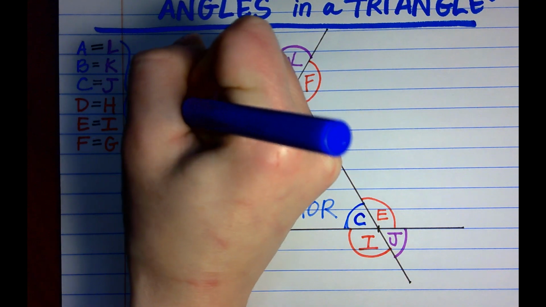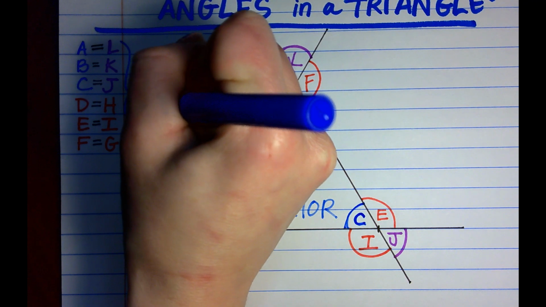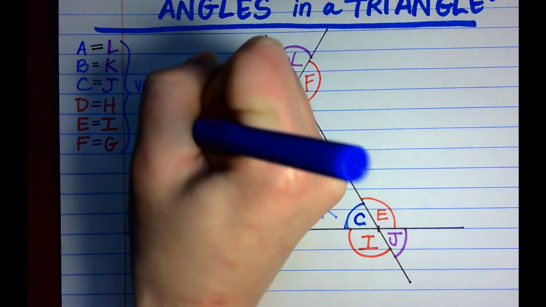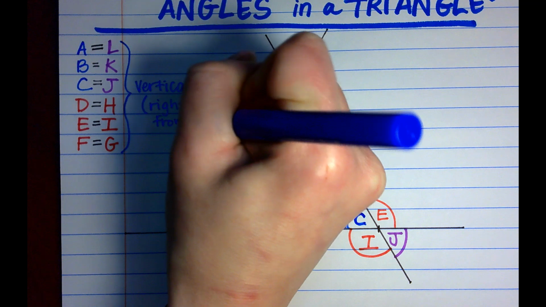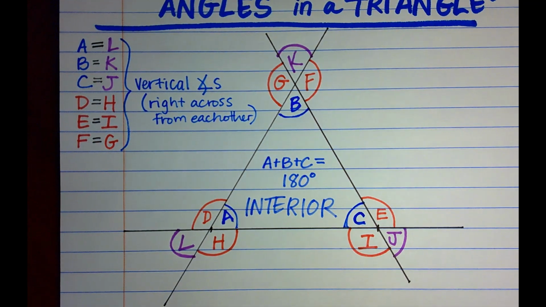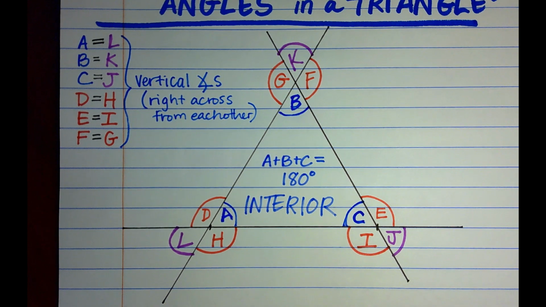Right across from each other. Any other sets of vertical angles, or do you think we covered it all? I think we're good. I didn't notice any others, but if someone discovers others that I missed, let me know. So that's a bunch of vertical angles.